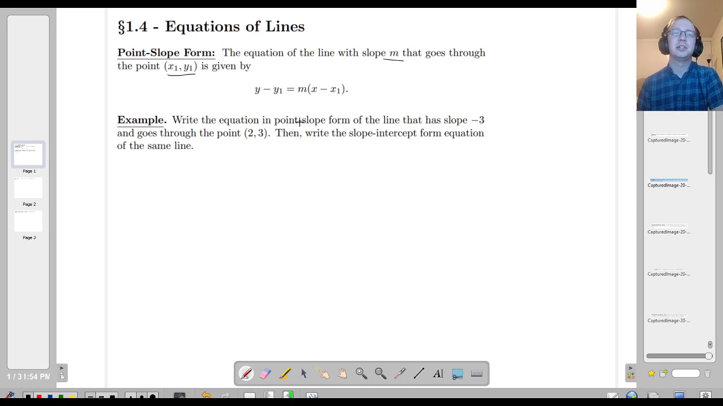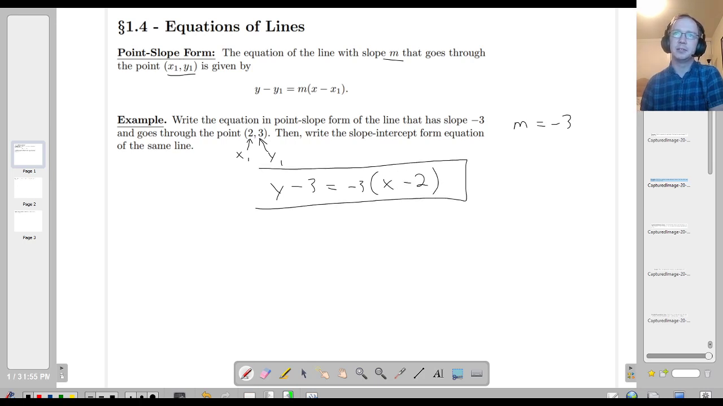So let's try out a quick example of this. I want to write the equation in point-slope form of the line that has a slope of -3. So I'm immediately going to write m as -3. And that goes through the point 2, 3. So 2 is x1. 3 is y1. So let's plug everything into that form. y minus y1, so y minus 3, equals m, that's -3, times x minus x1. And that's it. I plugged everything in. I don't need to do anything else here. This is in point-slope form.